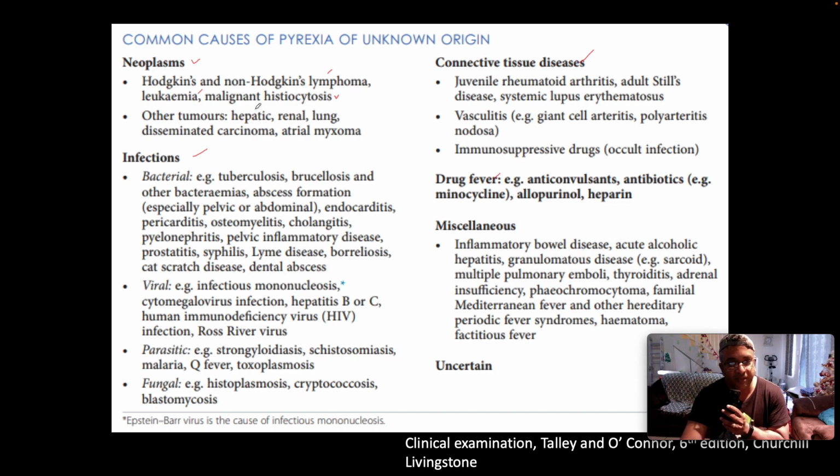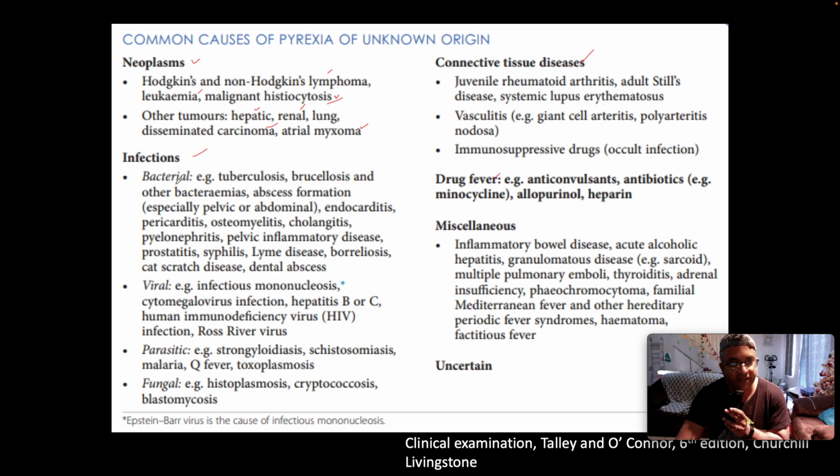Other tumors can be hepatic, renal, lung, disseminated carcinoma, atrial myxoma if you hear a tumor plop, or what sounds like mitral stenosis, okay? In the setting of HIV, guys, the most common malignancies are Kaposi sarcoma, lymphoma, and cervical carcinoma. So always be on the lookout for those, all right?